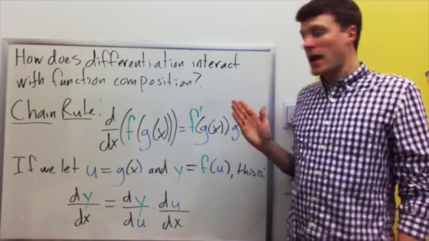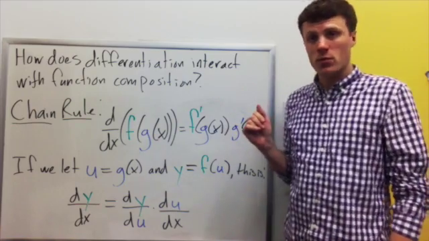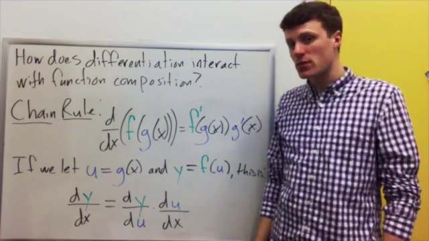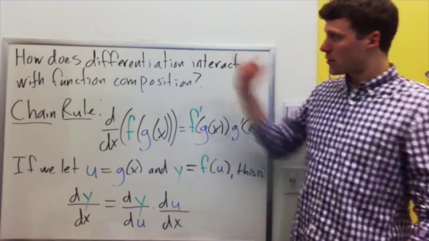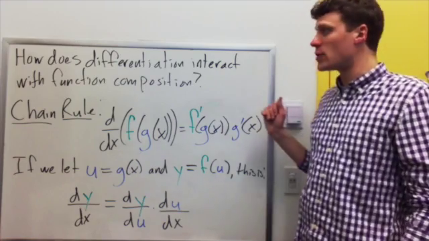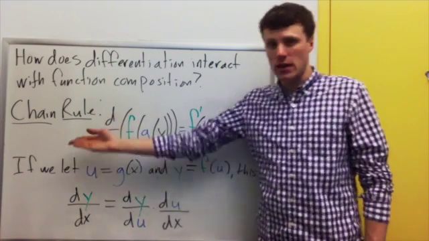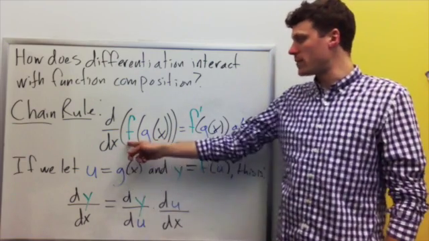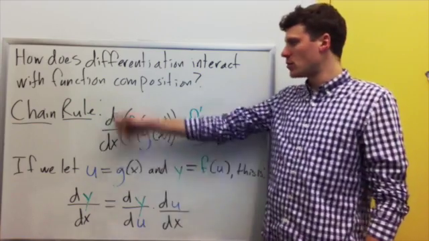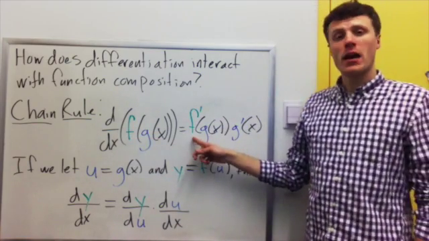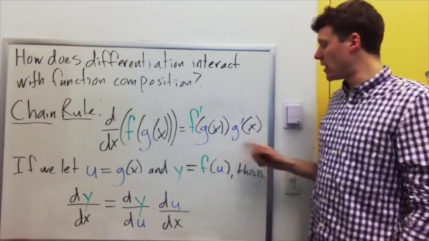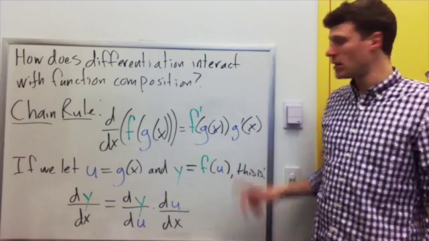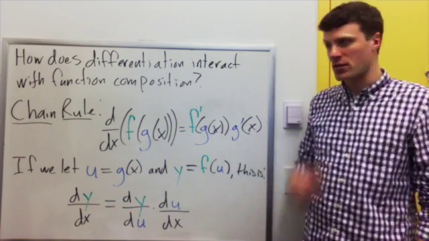The first thing we're going to look at is the topic of section 3.4, which is composing functions. And the rule that tells us how to differentiate the composition of functions is called the chain rule. So the question is, how does differentiation interact with function composition? The chain rule says this: if I have two functions composed, f is the outer function and g is the inner function, when I take the derivative, I get f prime of g of x times g prime of x. The derivative of the outer function applied to the inner function times the derivative of the inner function.